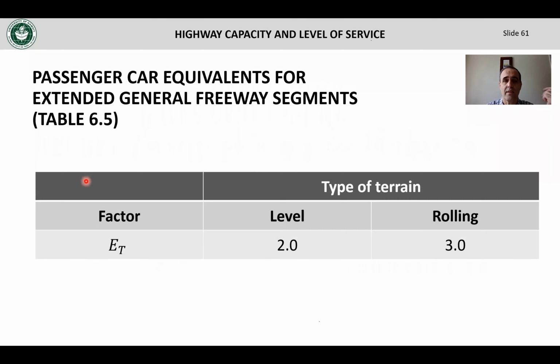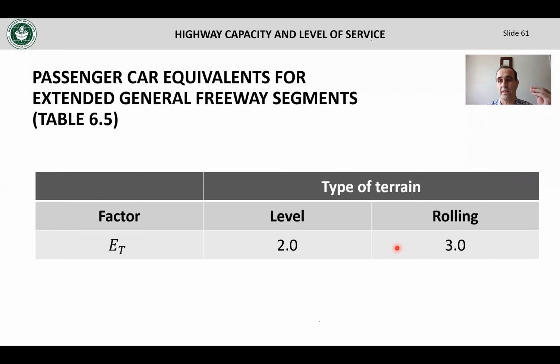That definition is important because your passenger car equivalents depend on the type of terrain you use. So for level terrain, we said a truck is going to be equivalent to 2 passenger cars. For rolling terrain, 1 truck is equivalent to 3 passenger cars. And notice that we're not talking even about the type of truck. We just say a truck.